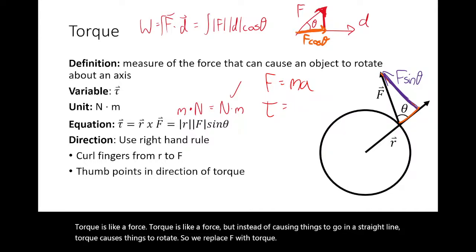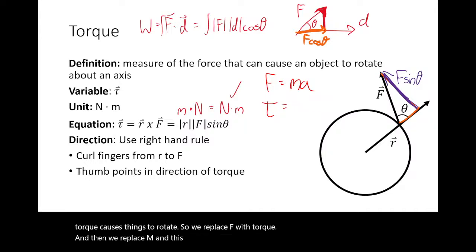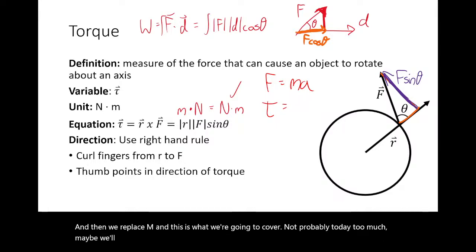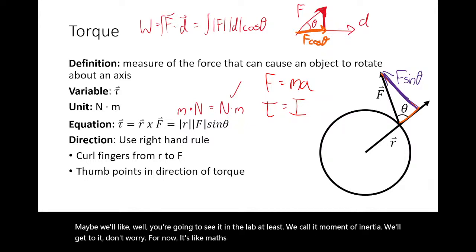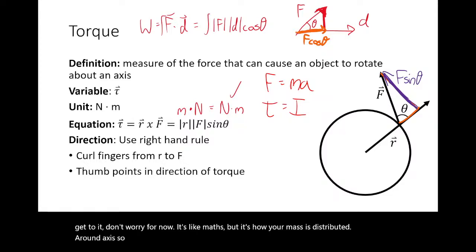And then we replace M, and this is what we're going to cover, probably not today too much. Maybe, you're going to see it in the lab at least. We call it moment of inertia. We'll get to it. Don't worry. For now, it's like mass, but it's how your mass is distributed around an axis. We're going to learn about that eventually, but just for now, bookmark that somewhere in your head.